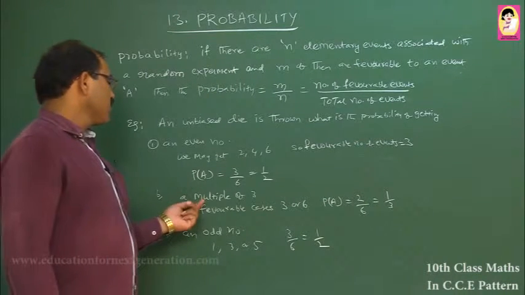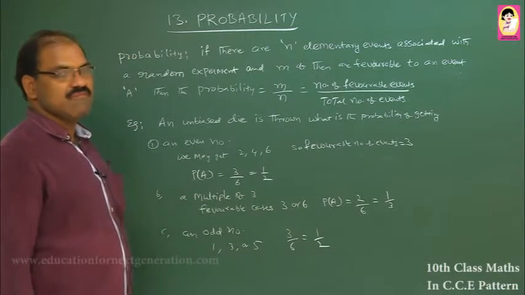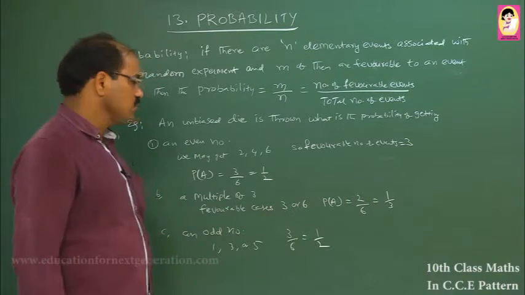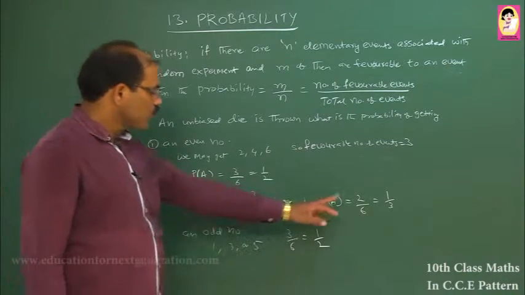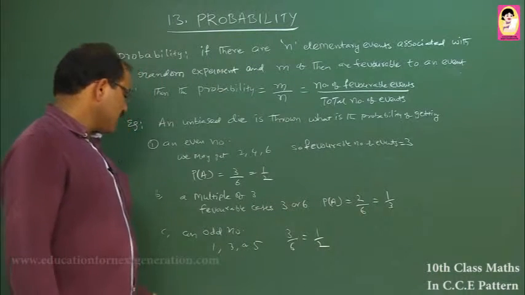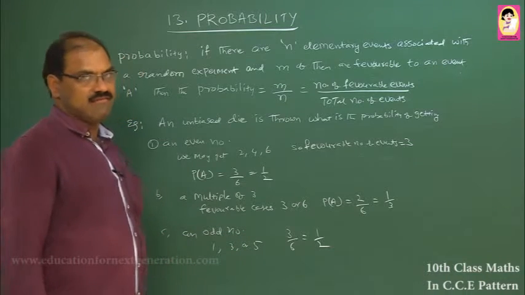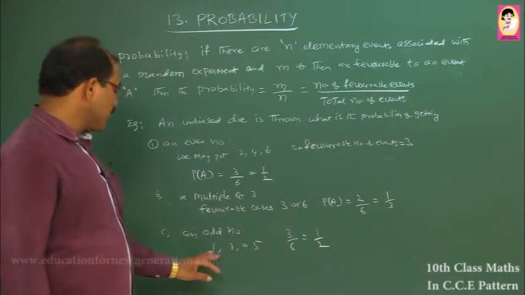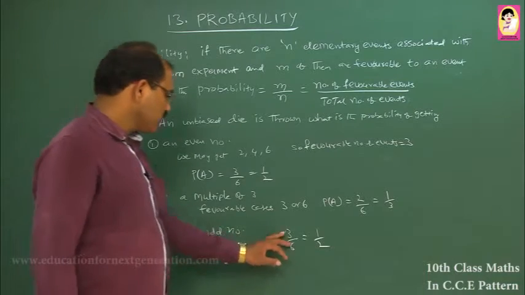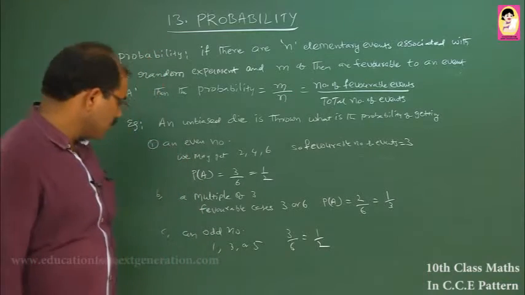Another question: the probability of getting a multiple of 3. The multiples of 3 if you throw a die are either 3 or 6. So the number of favorable cases here is 2. 2 by 6 is equal to 1 by 3. And another example: find the probability of getting an odd number in rolling a die. The odd numbers in rolling a die are 1, 3 or 5. So the number of favorable cases here is 3. So 3 by 6 is equal to 1 by 2, the probability of getting an odd number in rolling a die.